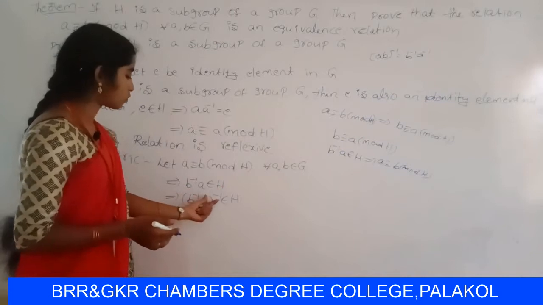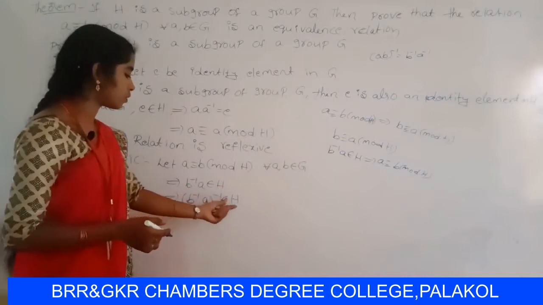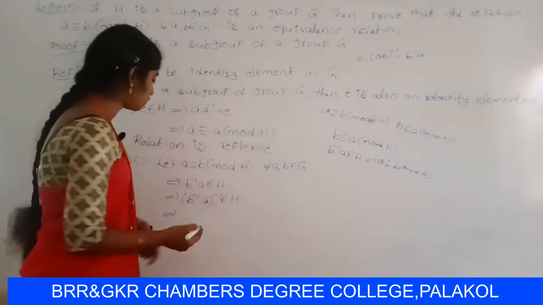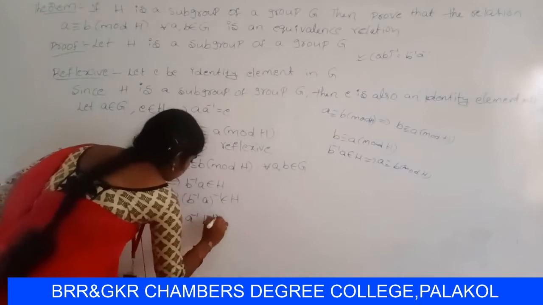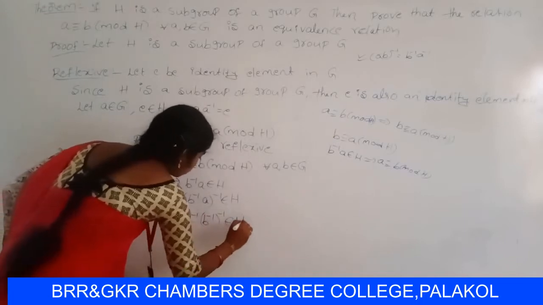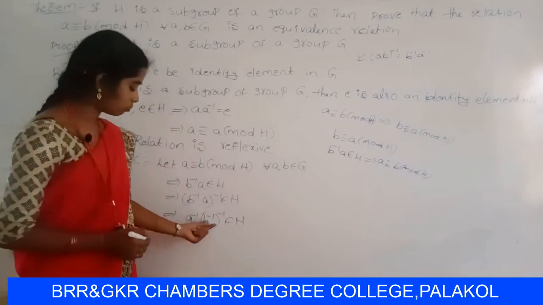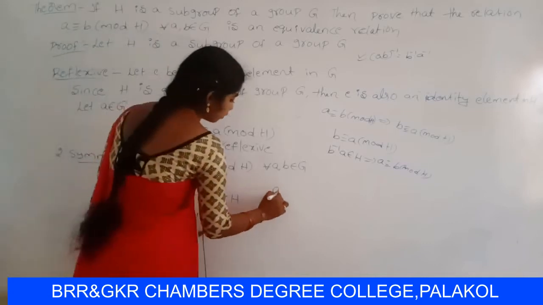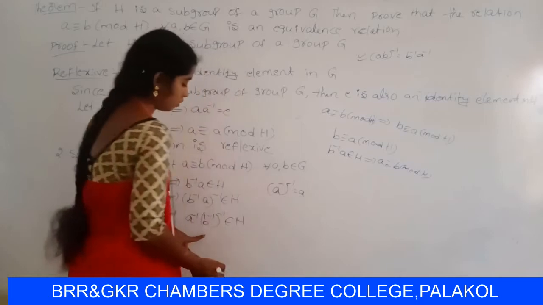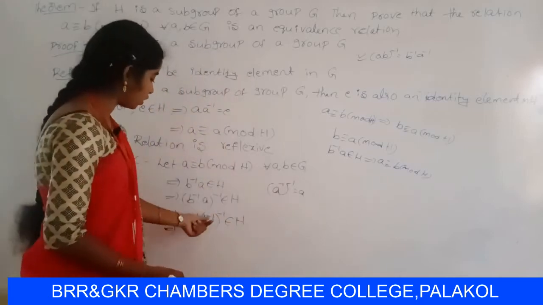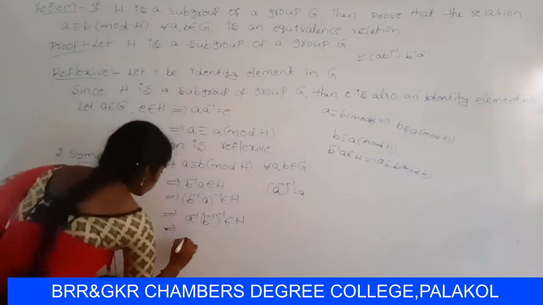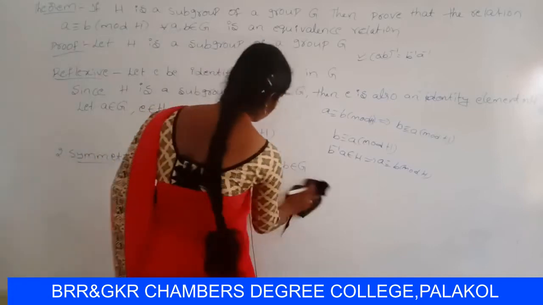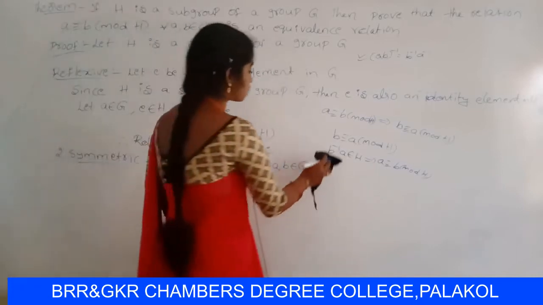So using the inverse property, since H is a subgroup of group Z, B inverse A whole inverse can be written as A inverse B inverse whole inverse, which belongs to H. Already we know that A inverse whole inverse equal to A. So using this property, B inverse whole inverse can be written as B. So A inverse B belongs to H.